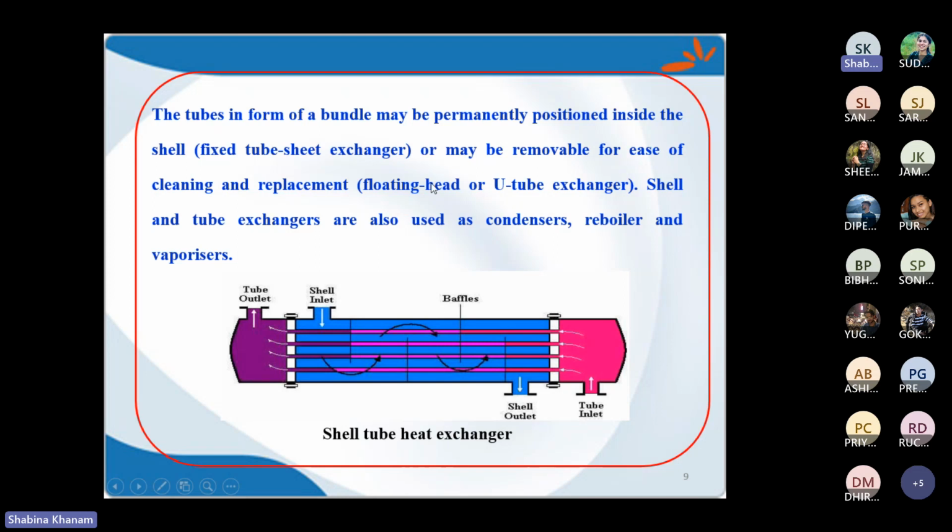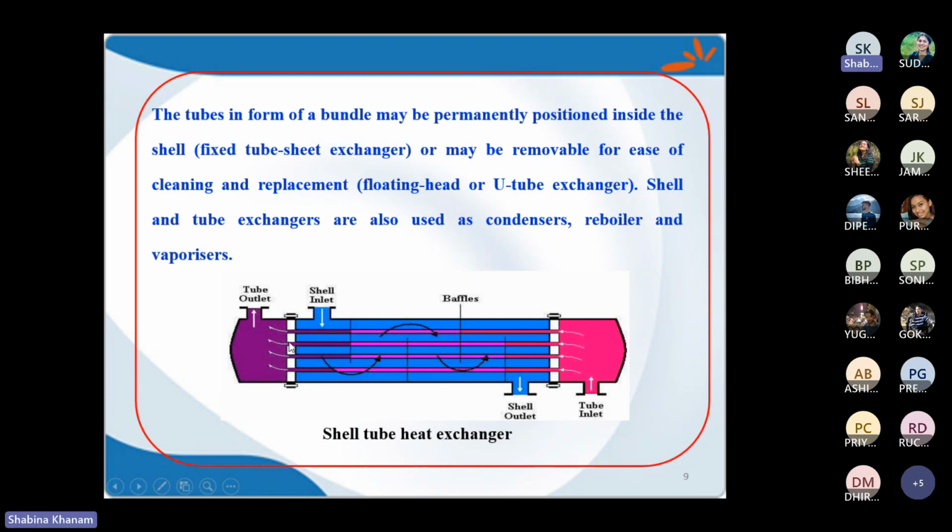And the tubes in the form of a bundle may be permanently positioned inside the shell, fixed tube sheet, or they may be removable for ease of cleaning and replacement, that is floating head or U-tube exchanger. If you consider this type of tube sheet, it is simply welded over here. It is simply welded with the shell. It means these tube sheets are fixed. You cannot change that.